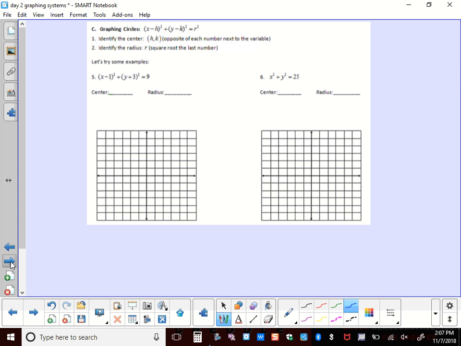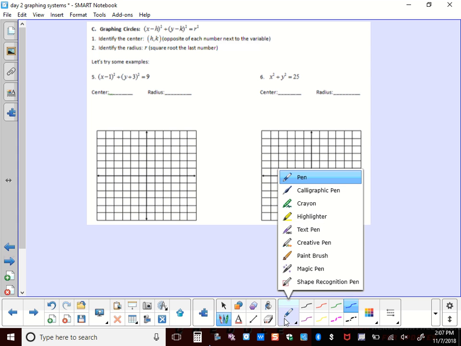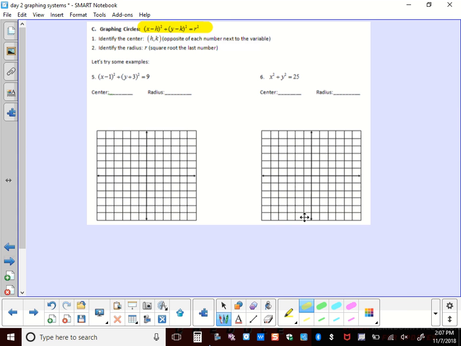Alright, letter C is the third problem we're going to learn today. 3 out of 4. We're graphing circles. Our equation for graphing circles is x minus h squared plus y minus k squared equals r squared. I'm not going to make you memorize that, but you do need to know your center is the opposite of each number next to the variable. So according to your equation, we have negative h and negative k. That means that our opposites will be positive h and positive k. We just always hit our opposites there. To identify your radius, you have to square root the last number. So let's practice with number 5.